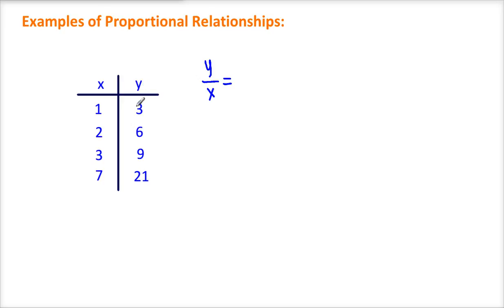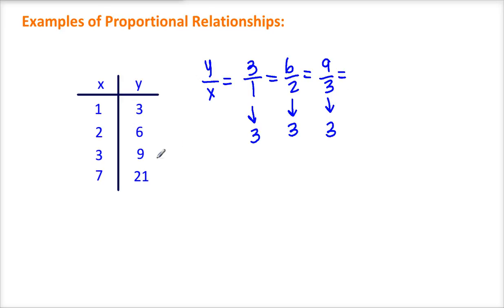So y over x. Y is 3, x is 1. But 3 divided by 1 is just 3. The next line, y over x, would be 6 over 2, and 6 divided by 2 is also 3. The next line would be 9 over 3, and this fraction reduces: 9 divided by 3 is 3 as well. And finally we have 21 over 7. This fraction reduces, and 21 divided by 7 is 3.